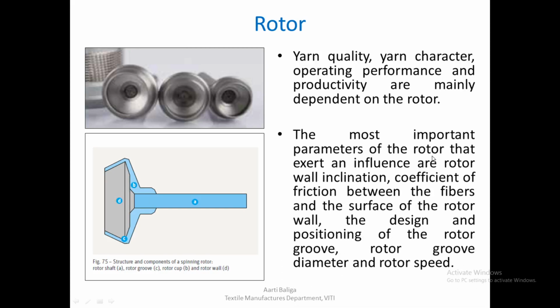The most important parameters of the rotor that exert an influence are rotor wall inclination, coefficient of friction between the fiber and the surface of the rotor wall, the design and positioning of the rotor groove, as well as the rotor groove diameter and rotor speed. So these are the five important rotor parameters which will influence the yarn quality.